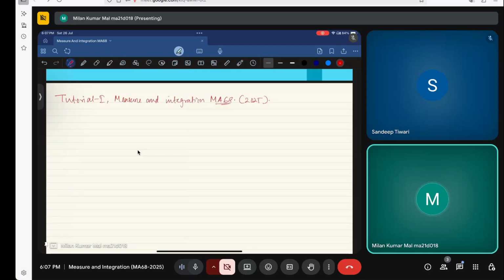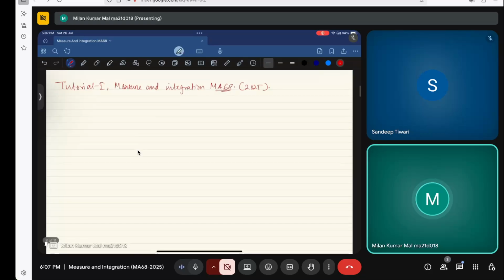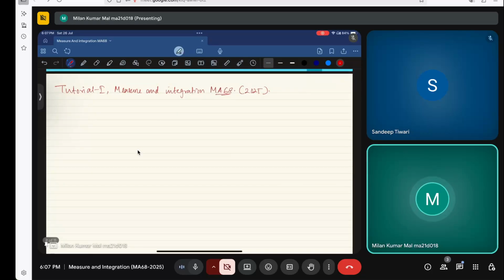So I'll start with one problem. Today I am not able to get the problem in. I have to write the problem, and from the next class I'll try to take pictures of those problems and paste them here. Okay, so the first question is: let X be an uncountable set.